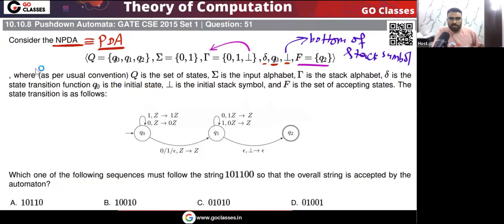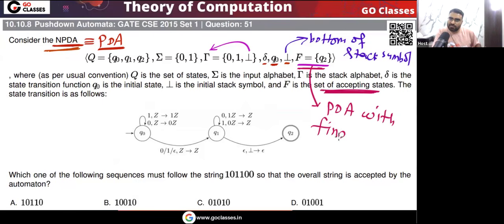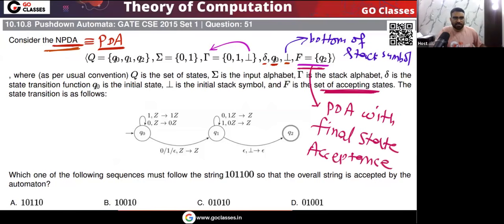First of all, you tell me, this PDA that is given to you, does it accept a string by final state, or does it accept a string by empty stack? Please tell me. This is the first question I am asking. Here you can easily see the set of final states is given to you. So this is a PDA with final state acceptance, not by empty stack acceptance.